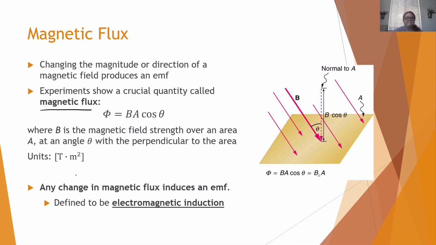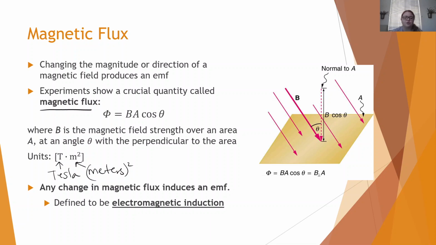One other thing to note is the units, of course. The units of flux are going to be Tesla, remember, and then that is your meters squared. So your magnetic flux is in Tesla meter squared.